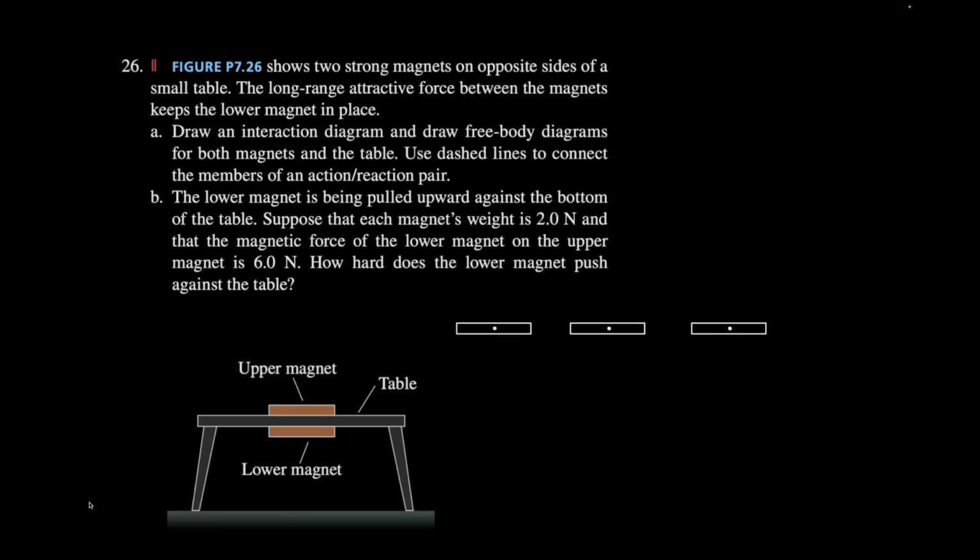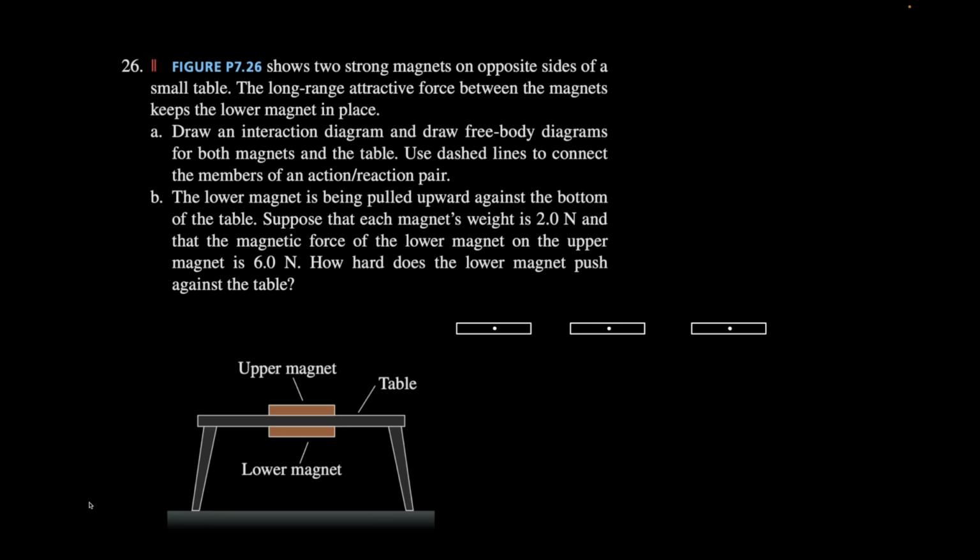Question number 26 is a beautiful example of applying Newton's third law. It goes quite beyond our regular normal force, friction, and force of gravity type of examples, because this also involves a magnetic force between two magnets. But Newton's third law says every action has an equal and opposite reaction. So we have the attraction between the upper magnet and the lower magnet.